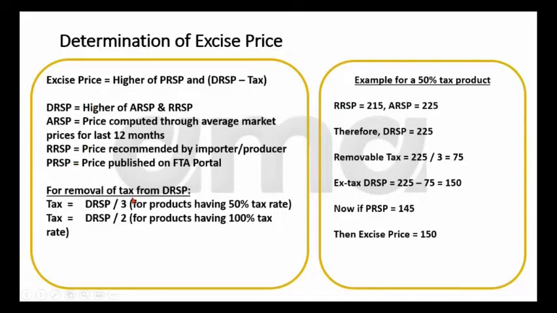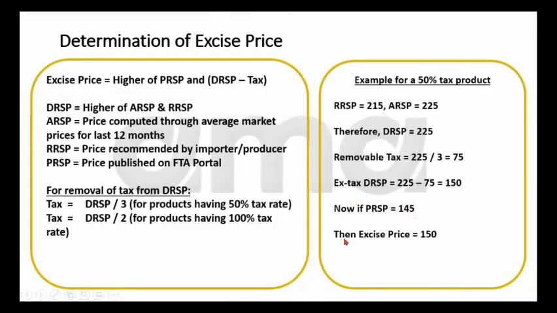Okay. Finally, the removal of tax is simple. If there is a 50% tax rate applicable to the products, there is a formula: DRSP should be divided by 3, and then we get the tax which has to be deducted from there. And in the 100% tax formula, DRSP divided by 2 is applied. So there is an example.